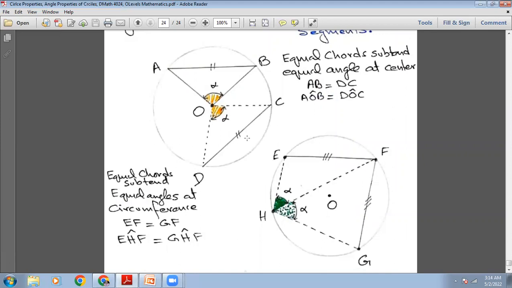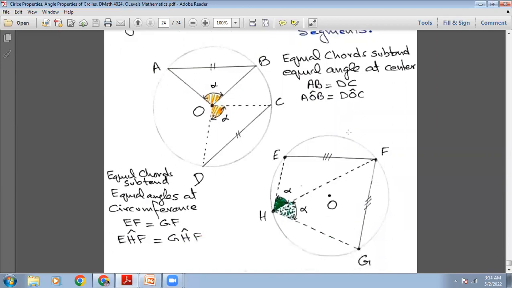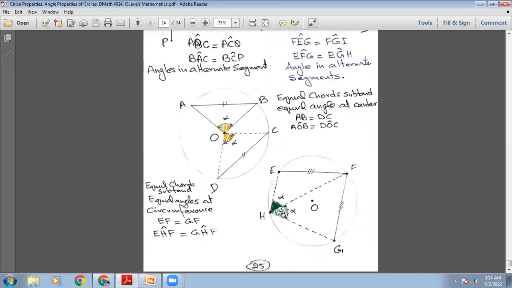And here we have, if you have two chords and they are equal in length, they will subtend the same angle at the circumference. If you have two equal chords, they will subtend the same angle at the circumference. These are two equal chords. So they will have the same angle.